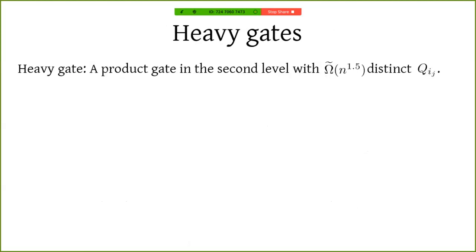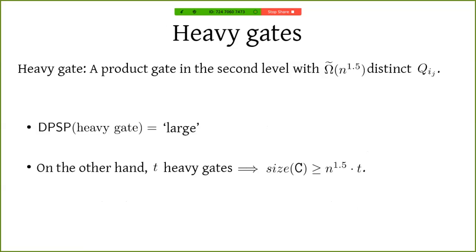So now let me talk about how we improve the omega tilde n raised to 1.5 lower bound obtained from KLSS plus KST to a lower bound of omega tilde n raised to 2.5. We do this by using the notion of a heavy gate. We define a heavy gate as follows. A product gate in the second level is said to be heavy if it has omega tilde n raised to 1.5 many distinct sparse polynomials feeding into it. The problem with heavy gates is that the DPSP measure of a heavy gate is large, and so it is difficult to prove a small upper bound on the measure of a depth 4 circuit which contains a heavy gate.